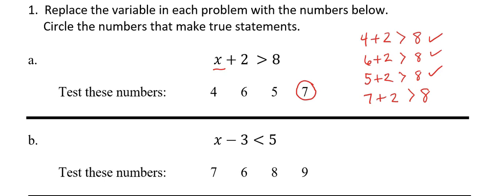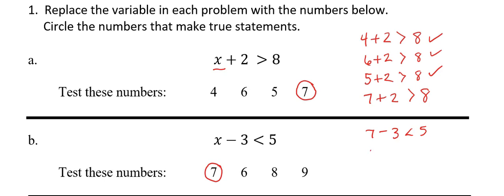The next equation is x minus 3 is less than 5. Let's start with the 7 in place of the x. 7 minus 3 is less than 5. Well, 7 minus 3 is 4. 4 is less than 5, so 7 works in the statement.